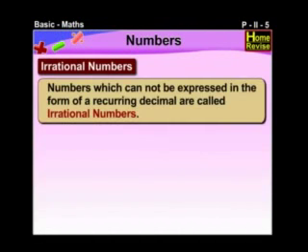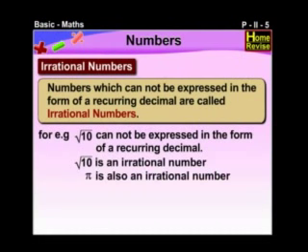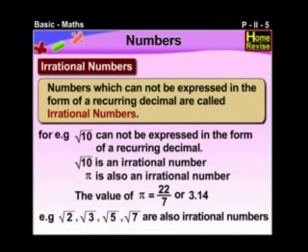Irrational numbers. Numbers which cannot be expressed in the form of a recurring decimal are called irrational numbers. For example, root 10 cannot be expressed in the form of a recurring decimal. That means root 10 is an irrational number. Pi is also an irrational number. The value of pi is equal to 22 upon 7 or 3.14. Take more examples: root 2, root 3, root 5, root 7 are also irrational numbers.